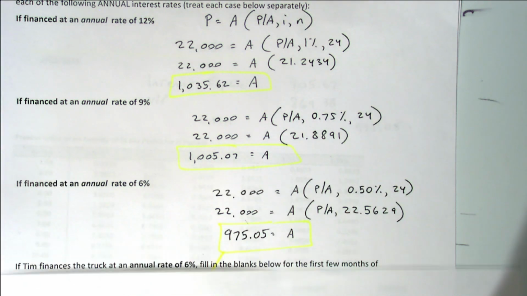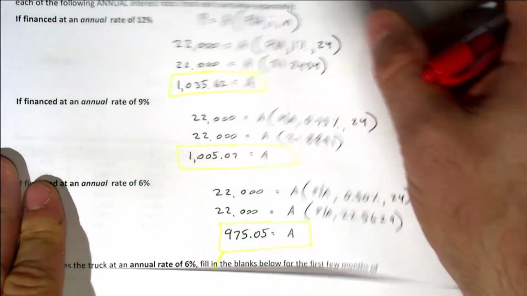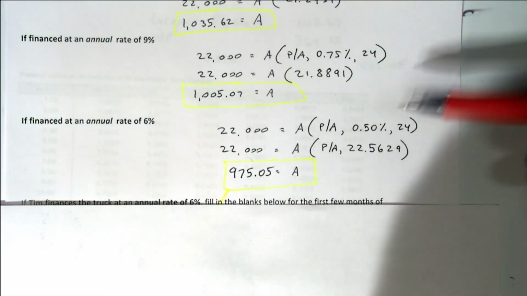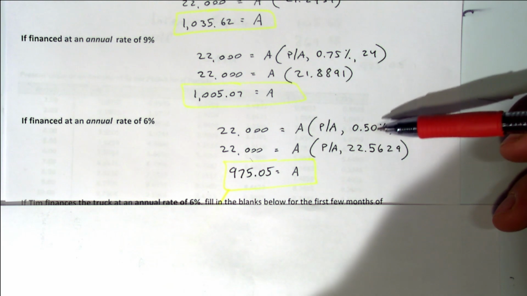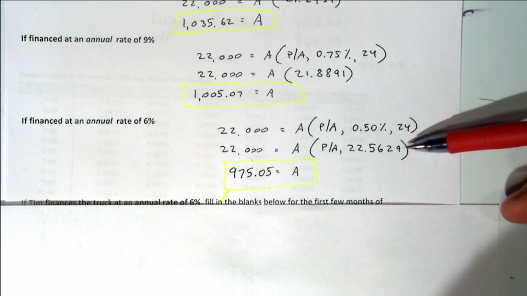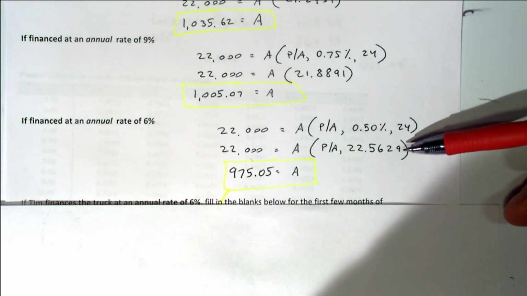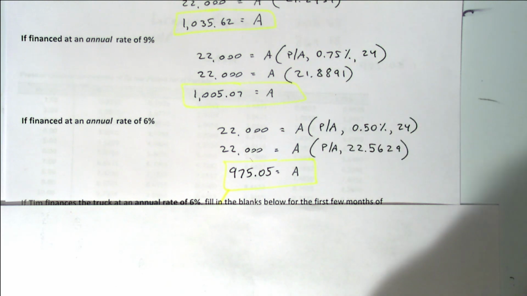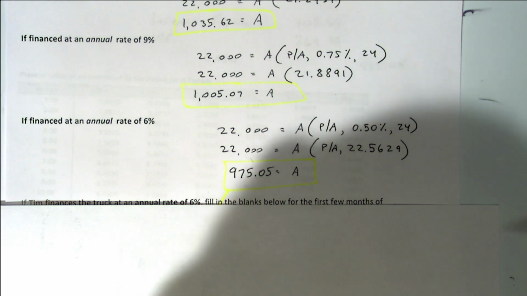And then lastly, I say, what if we have an annual interest rate of 6%? Well, an annual interest rate of 6% is a 0.50% monthly interest rate over 24 months. This is the value in the table, again from the second page. And our monthly payment is $975.05. Did you guys get those numbers? Any questions on that?